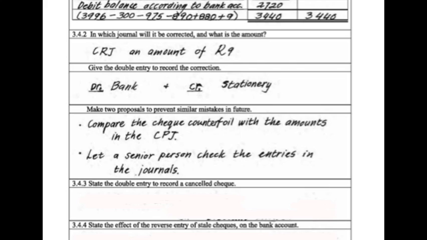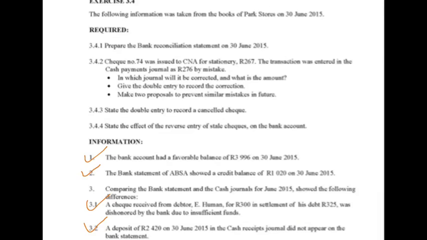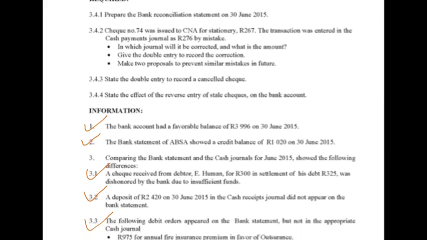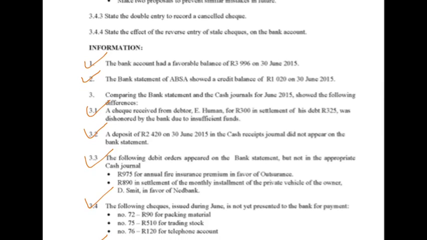Question number 4.3. State the double entry to record a cancelled check. Now the cancelled check that they are talking about is in fact the cancelled check of the debtor, so in other words the dishonored check. So the check that was dishonored was the check from E. Heman, 300 Rand in settlement of the debt of 325 Rand. So how will I record this dishonored check?